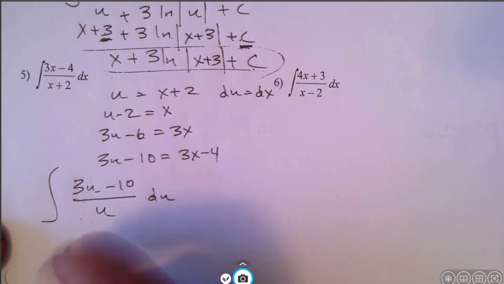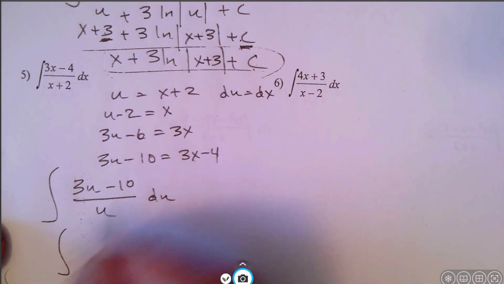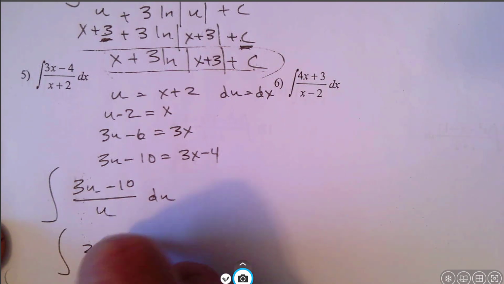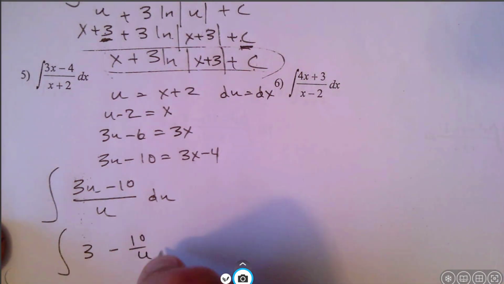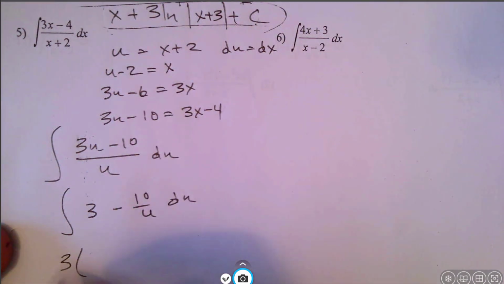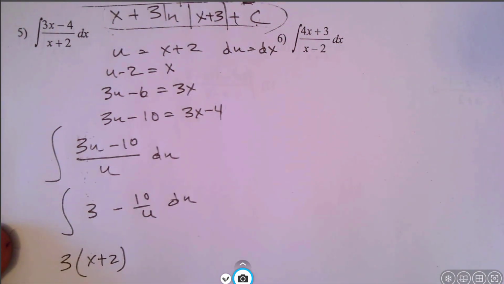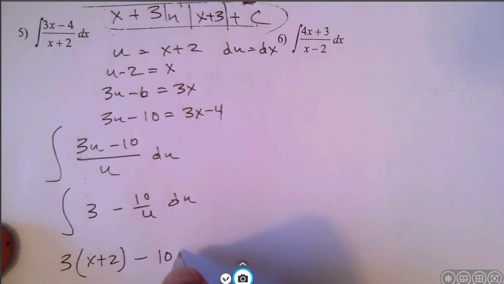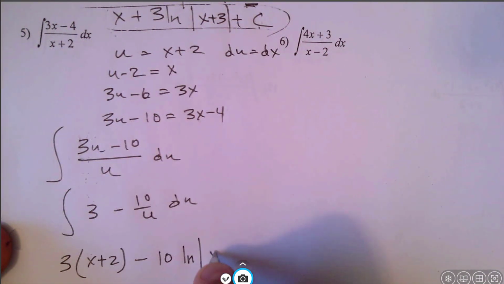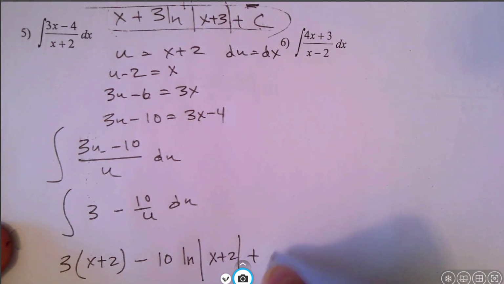And again, we want to maybe think of this as dividing everything by the bottom, divide everything by u. So that's going to be 3 minus 10 over u du. Take the antiderivative. The antiderivative of 3 with respect to u is going to be 3u. But u here is x plus 2. So I'm going to just put it in there right away. So that's going to give us 3 times x plus 2 minus the antiderivative of negative 10 over u, which is going to be negative 10 natural log of the absolute value of u. Again, u is just going to be the x plus 2, plus c at the end.